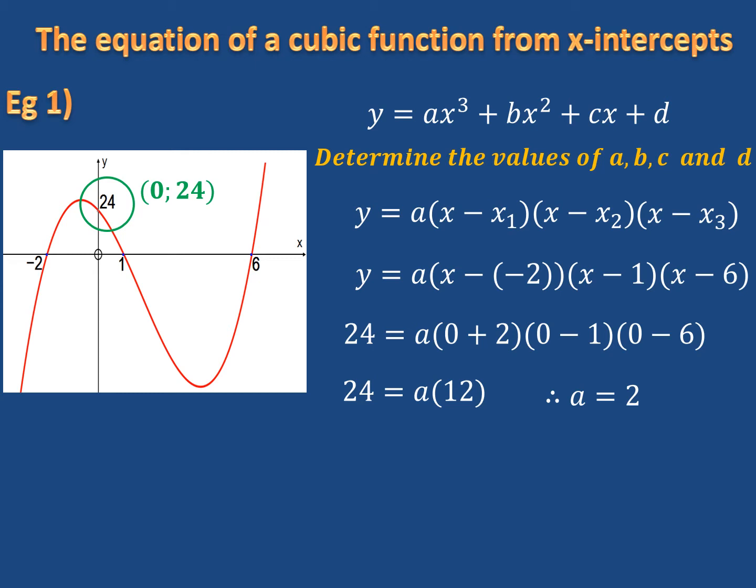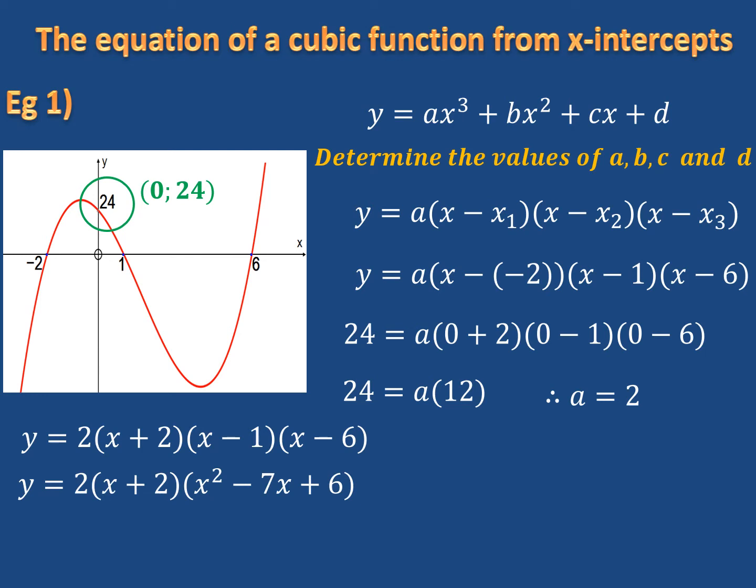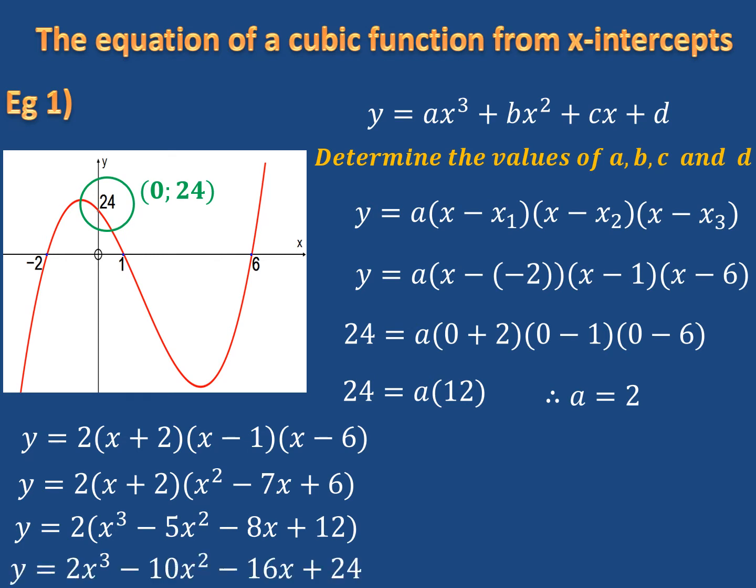Then just as we did with the parabola, all you have to do is substitute that a back into the equation with the x-intercepts. And we end up with y is equal to 2 times x plus 2 times x minus 1 times x minus 6, and multiply out your brackets. The order doesn't matter. I've chosen to multiply out the second 2 brackets first, then multiply the binomial into the trinomial, and multiply everything by 2.